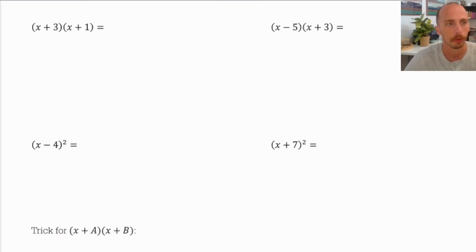That's the idea. So do these distributions. I would say with the bottom two, be very careful. It's not going to be x squared minus 16 or x squared plus 16 or x squared plus 49. We need to actually write out x minus 4 times x minus 4 and do FOIL or the box method or whatever we do. So try these with the video paused, because the answers are going to come up in 4 or 5 seconds.